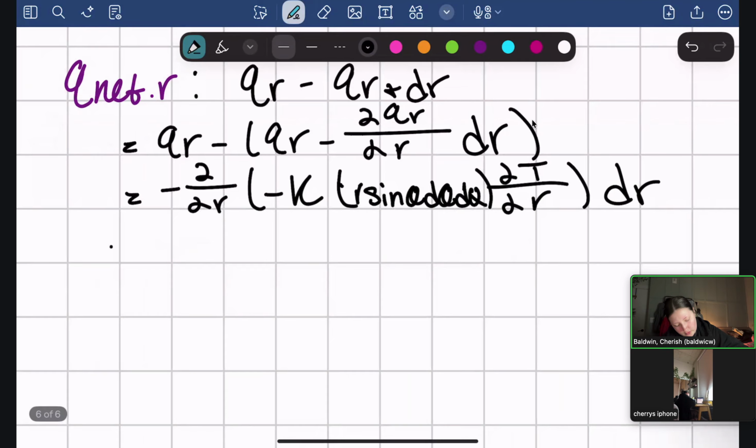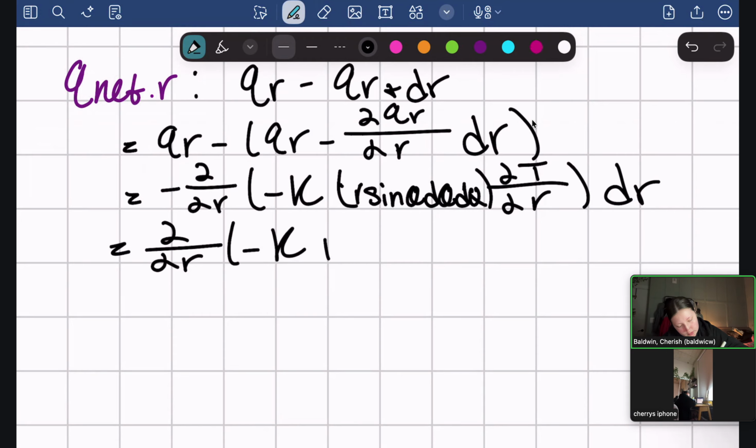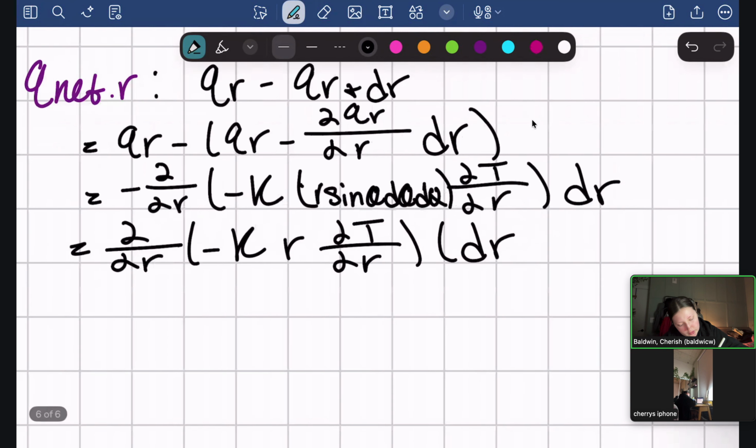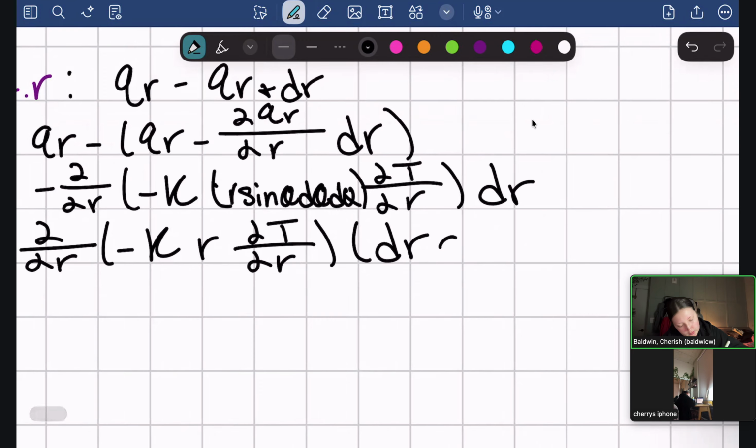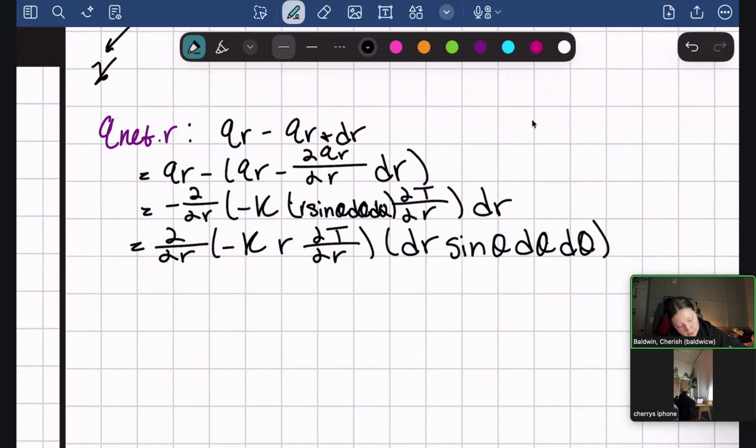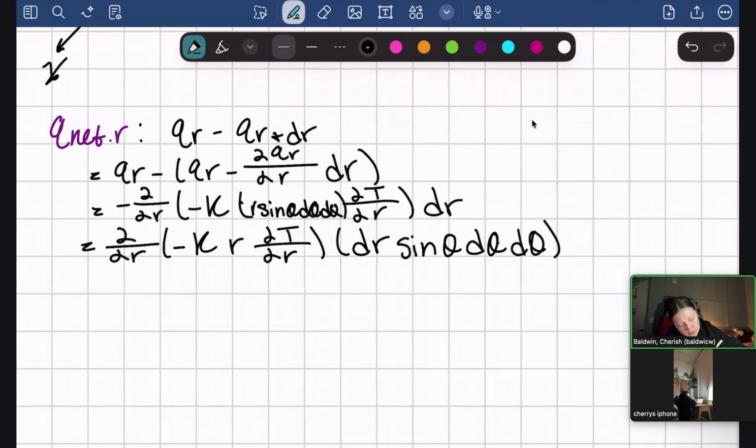Alright, and then what you're left with after canceling out is our temperature gradient with respect to R dr sine theta d theta d phi. Sorry, this is R squared.